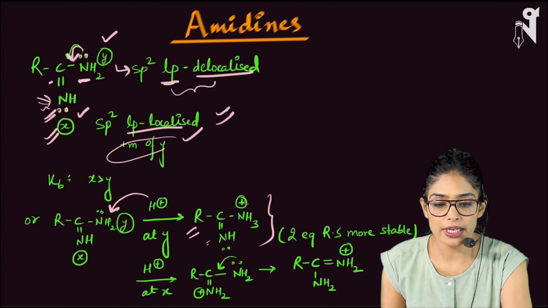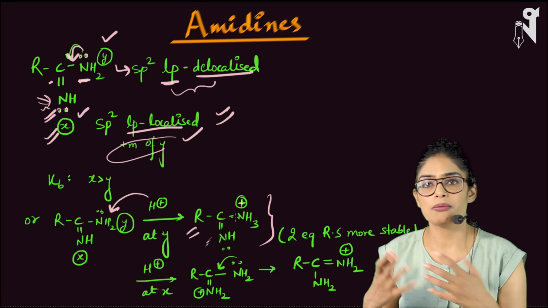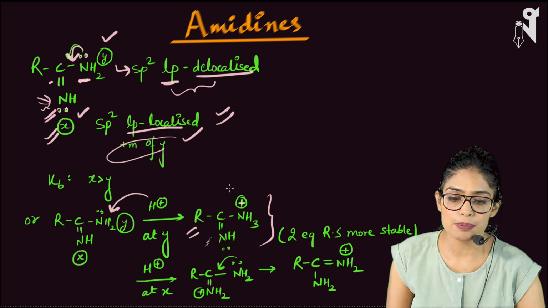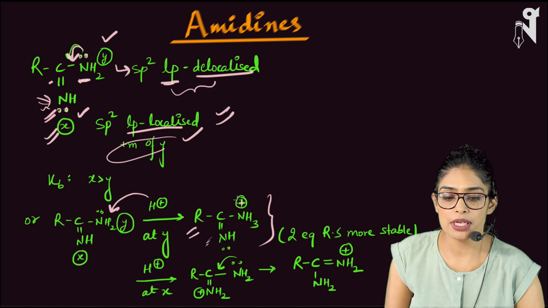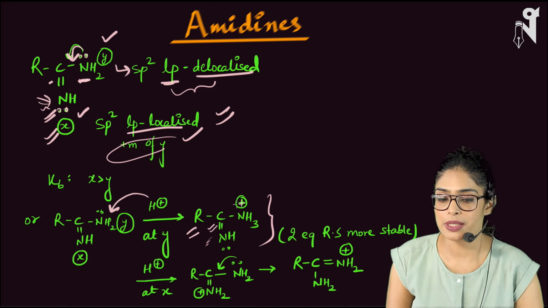Here this plus charge will get stability, whatever it gets from this NH and all that. I mean, through the normal phenomenon of resonance, this plus will be resonance stabilized through this pi bond. That's all, because it is in conjugation with this pi bond.